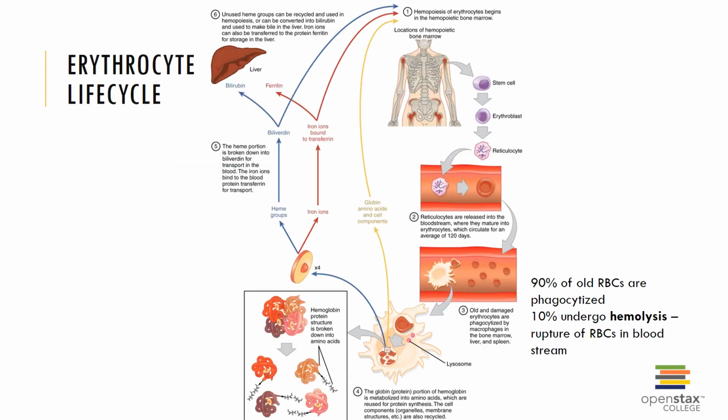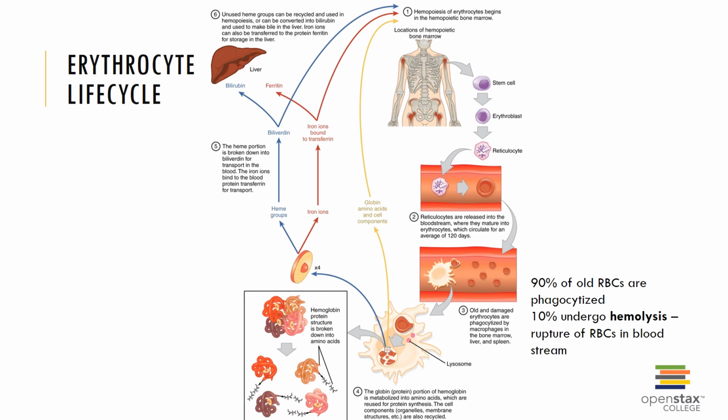The life cycle of red blood cells is shown here. The body produces approximately 2 to 3 million red blood cells per second. After being released from the bone marrow, red blood cells will travel more than 700 miles through the blood vessels. Dying red blood cells are phagocytized by macrophages located within the liver, spleen, and bone marrow.